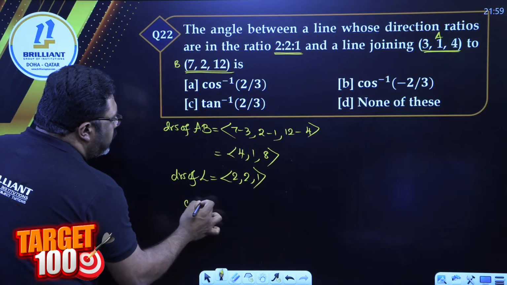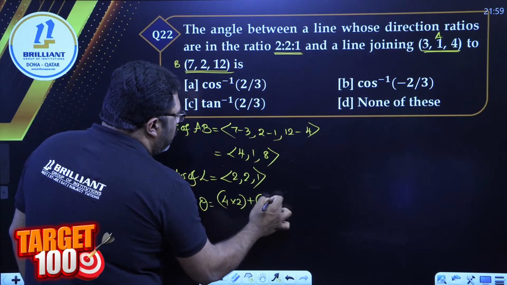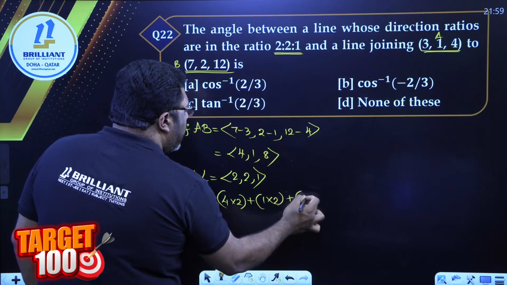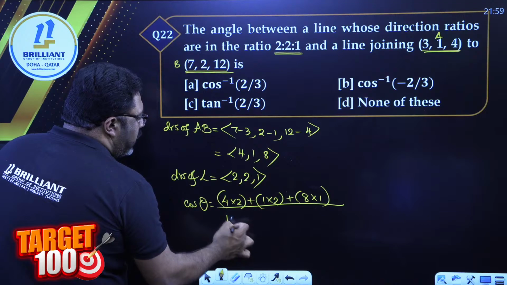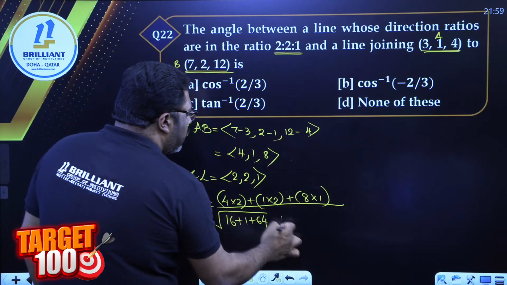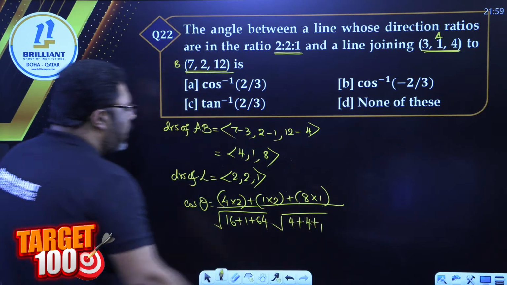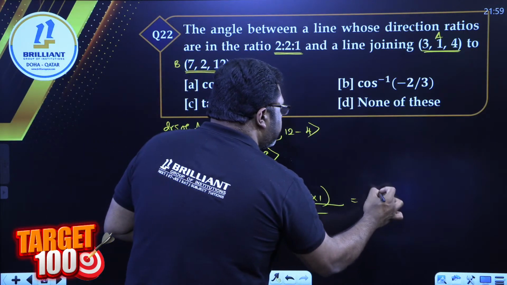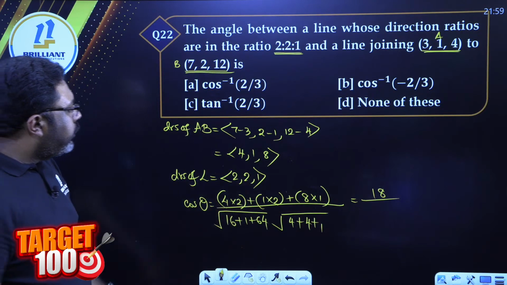So what's the angle, cos theta? 4 into 2, plus 1 into 2, plus 8 into 1, divided by root of 16 plus 1 plus 64, into root of 4 plus 4 plus 1. Add it please. 8 plus 2, 10 plus 8, 18. 16 plus 1, so it's 17, and 64, 81.